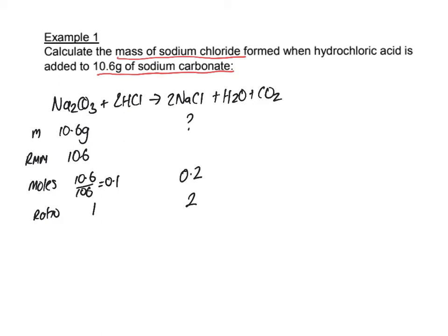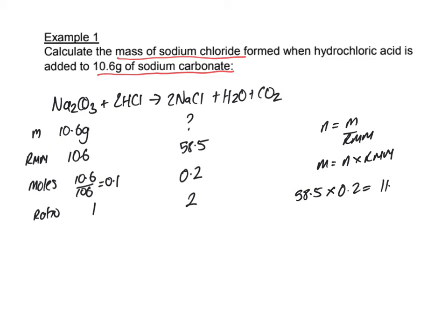However, the question didn't ask me for the moles, it asked me for the mass. If you remember, our equation is moles equals mass over RMM. Therefore, our mass is going to be our moles multiplied by the RMM. If I work out the RMM of sodium chloride, it's going to be 23 plus 35.5, which is 58.5. So 58.5 multiplied by 0.2 gives me 11.7 grams.